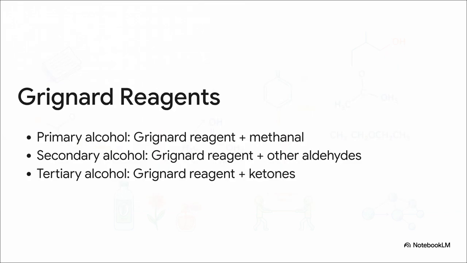Now, if you want something incredibly versatile, you have to look at preparation from carbonyl compounds using Grignard reagents. By just choosing your starting compound, you can precisely control what type of alcohol you build. React a Grignard reagent with methanal, and boom, you construct a primary alcohol. Use other aldehydes, and you build a secondary alcohol. React it with a ketone, you get a tertiary alcohol. It's essentially a customizable chemical toolkit right at your fingertips.